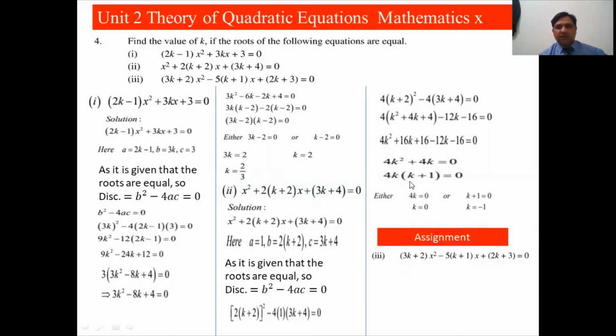So either 4k is equal to 0 or k plus 1 is equal to 0. Since 4 is not equal to 0, the only condition is that k is equal to 0. And k plus 1 is equal to 0 means k is equal to minus 1. So the required values of k are 0 and minus 1.